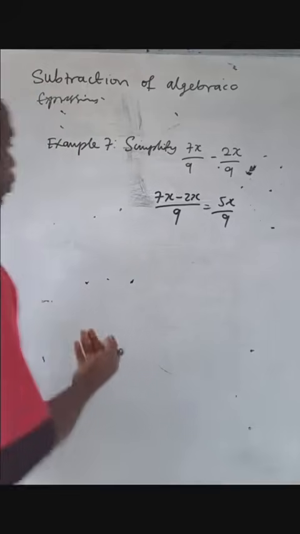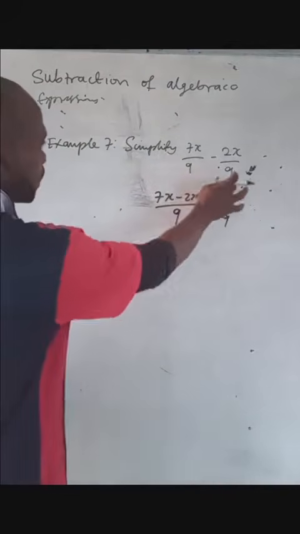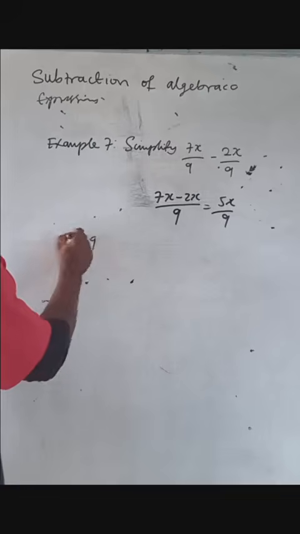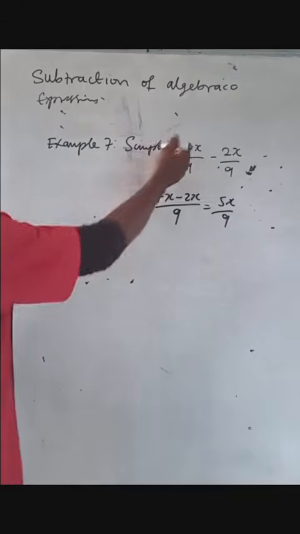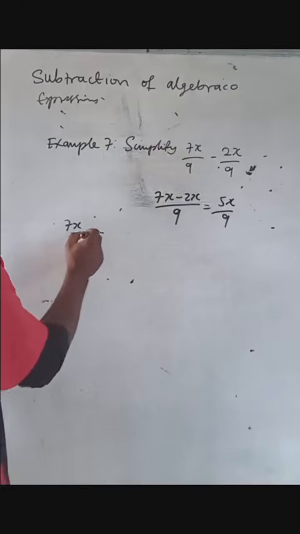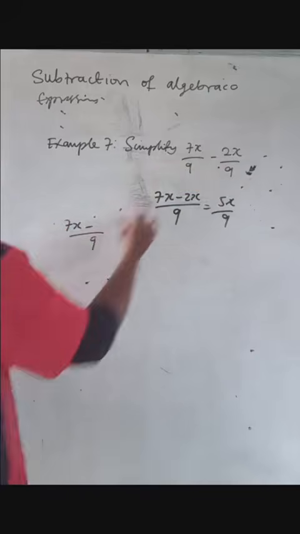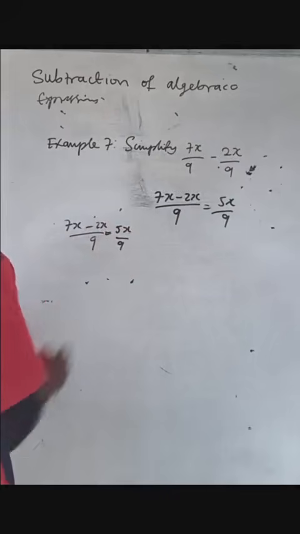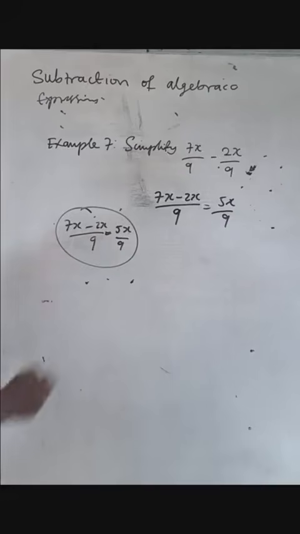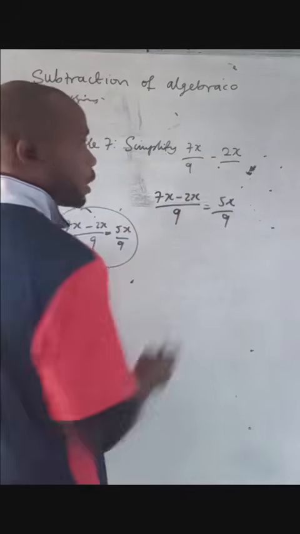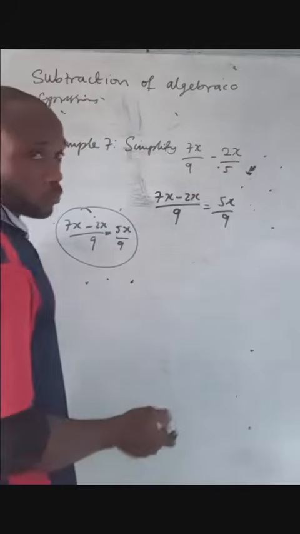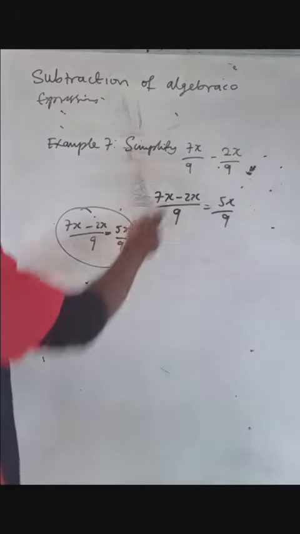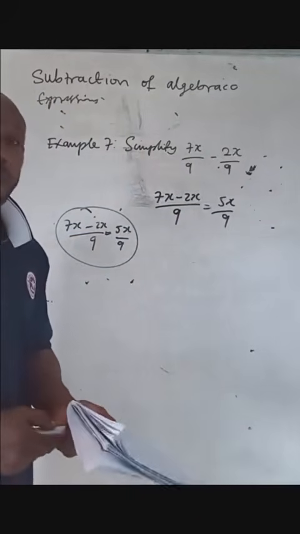If you use the other method, where you have to look for the LCM of 9, you still arrive at the same answer. The LCM of 9 and 9 is 9. 9 divided by 9 is 1. 1 multiplied by 7x is 7x. Bring down the negative sign. 9 divided by 9 is 1. 1 multiplied by 2x is 2x. So you are going to arrive at the same answer. My suggestion is that you use this method when you have different denominators, when the denominators are not similar. But when the denominators are similar, just subtract the numerators.